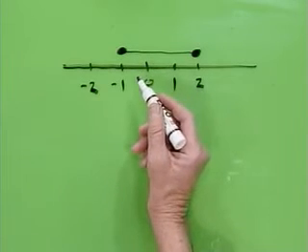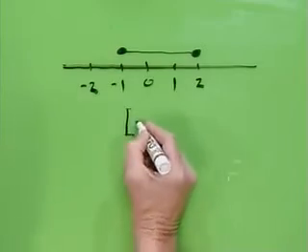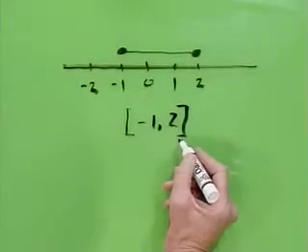There's a shorthand abbreviation for that interval. Jesse, do you know how you write that? Yeah, you use a bracket. Mm-hmm. -1, comma, 2, bracket. Square bracket. And this square bracket means that you include the endpoint.